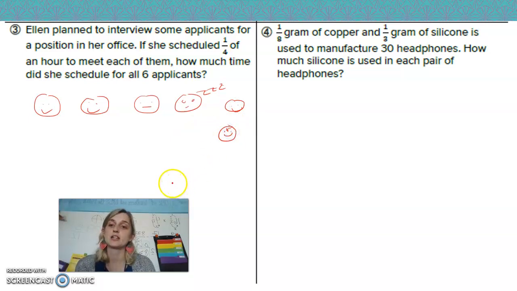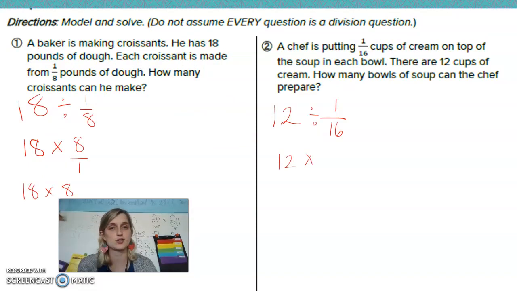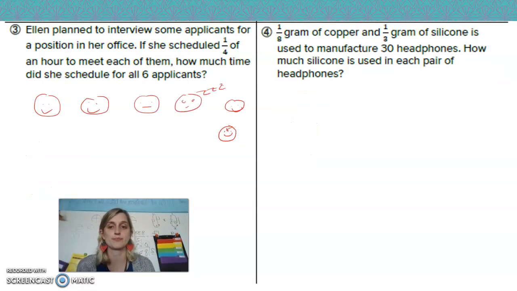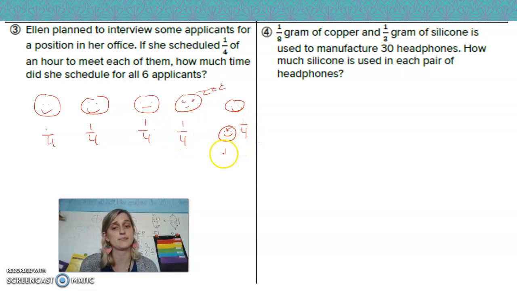Okay. Each of them is a quarter of an hour. Remember that I said not every single one of these problems, right here, do not assume every question is a division problem. I don't know that this is division. If you have a quarter of an hour for this person, and a quarter of an hour for this person, and a quarter of an hour for this one, and a quarter of an hour for this one, we're not getting less time, we're getting more time. 6 times more time. So you're going to set that up as a multiplication problem.